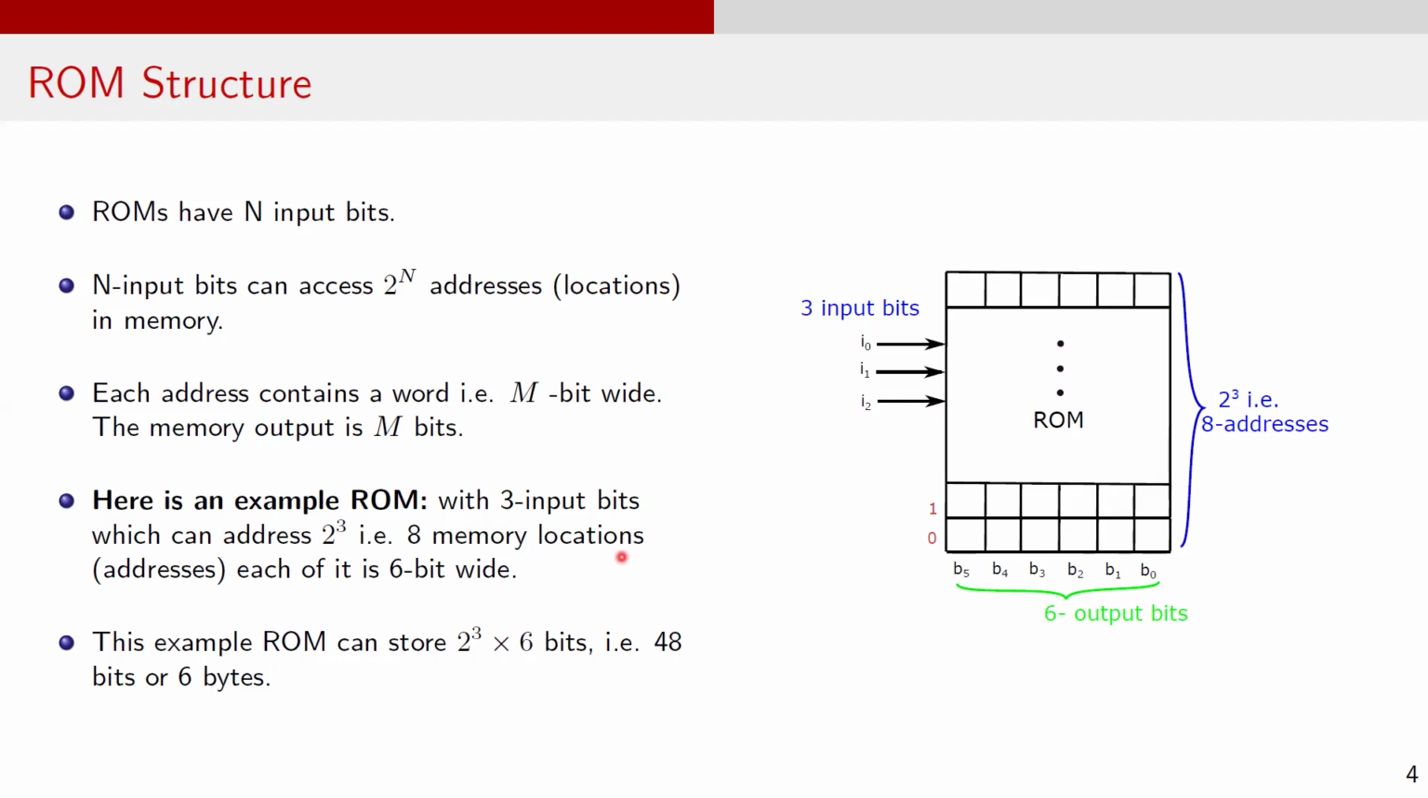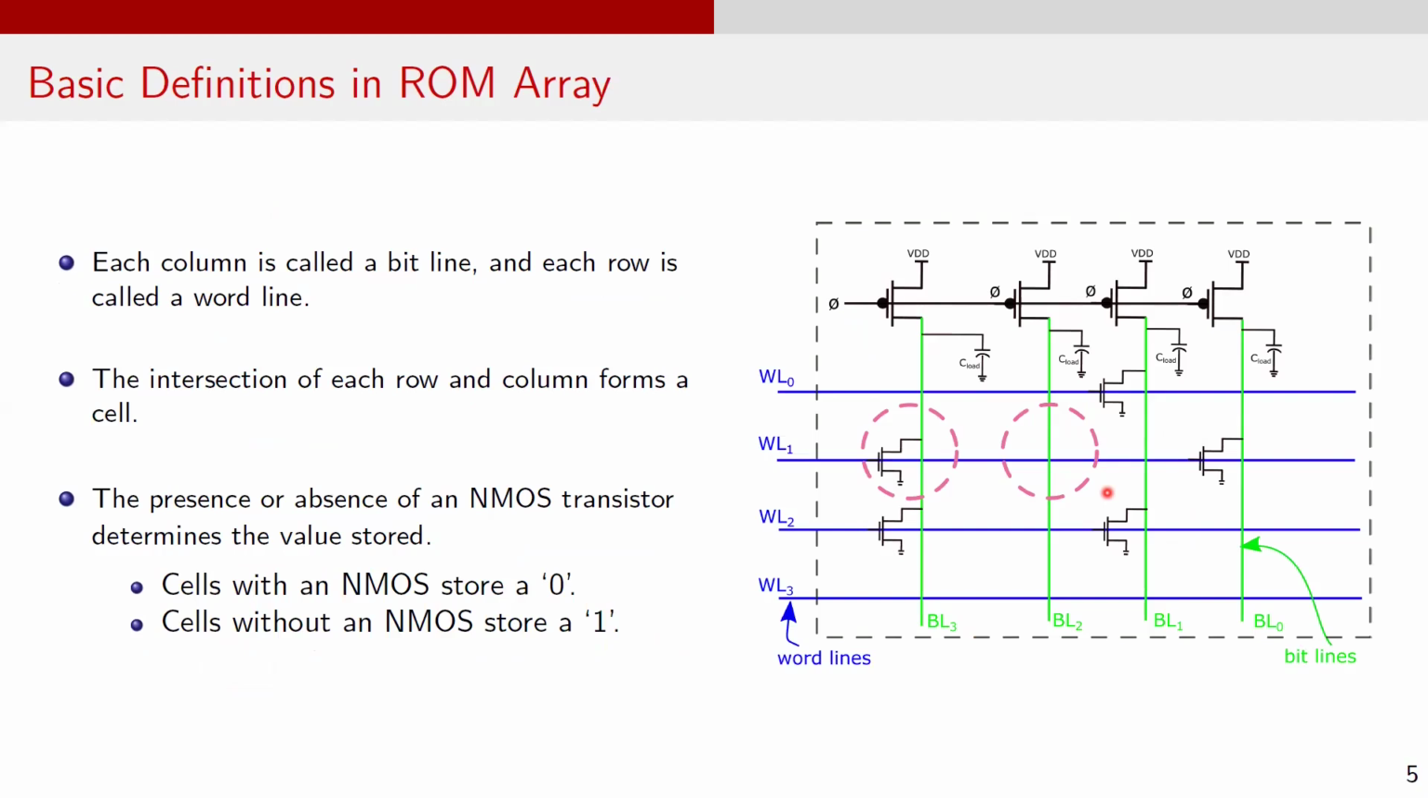Let's consider an example. Here, the ROM has 3 input bits. This allows addressing 2 to the power 3 or 8 memory locations in ROM. If each location stores 6 bits, the total storage capacity for this ROM is 48 bits or 6 bytes. Now let's review some basic definitions of a ROM array. We will first talk about a NOR-based ROM array.